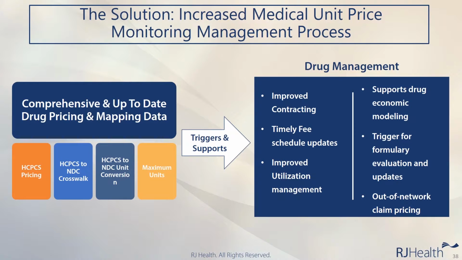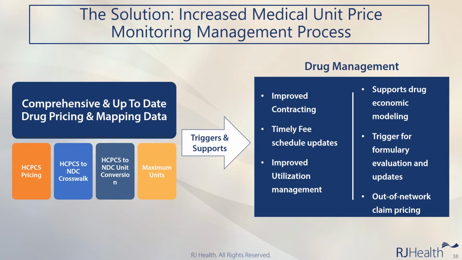Also, you need to know, all right, well, yeah, great, I know that the HCPC maps to NDC, but what does that mean? What should the HCPC price be for specific NDCs? And that's where that unit conversion piece comes into play. And finally, the maximum unit piece is just a good indicator of what is the max threshold that I should be looking for. What is a trigger to do something.